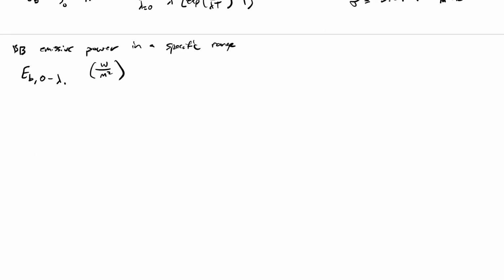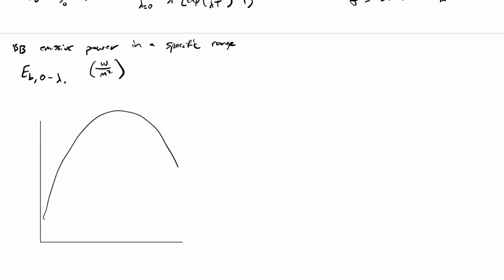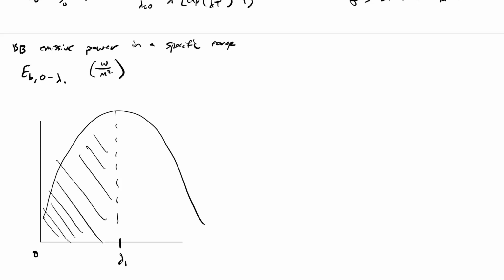What does that look like? Well, in the curve here, I'm just going to plot it out just to be clear. So you might have your black body curve. So I might say, okay, I'm going to look at this being my lambda 1. This over here is 0. I'm obviously just going to take the integral of this region here. So why is this useful?